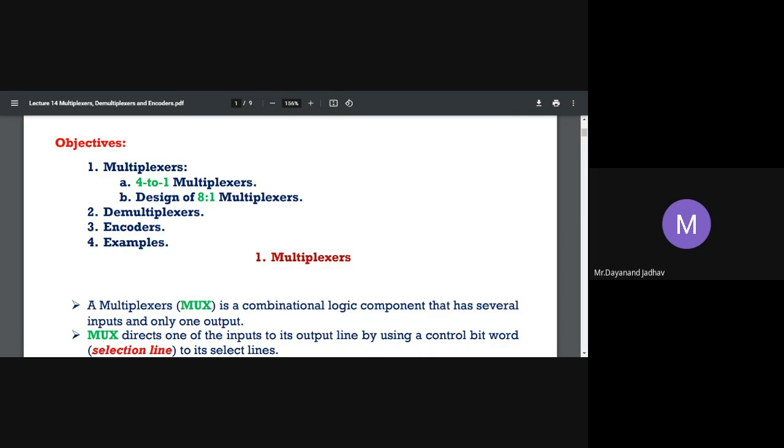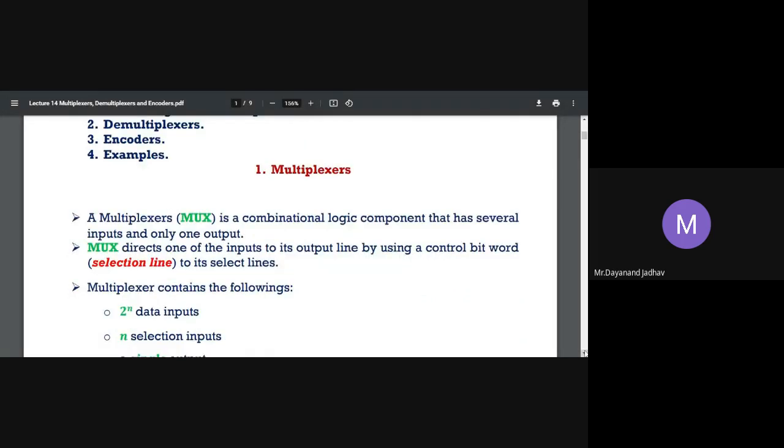Then what about the multiplexer? Multiplexer is one of the combinational circuits in which we can consider multiplexer means many into one. A multiplexer has many inputs and only one output, so it is called a many into one multiplexer. It is one of the combinational circuits, meaning it does not require any memory element. Whatever input is presently given, the output depends on that.